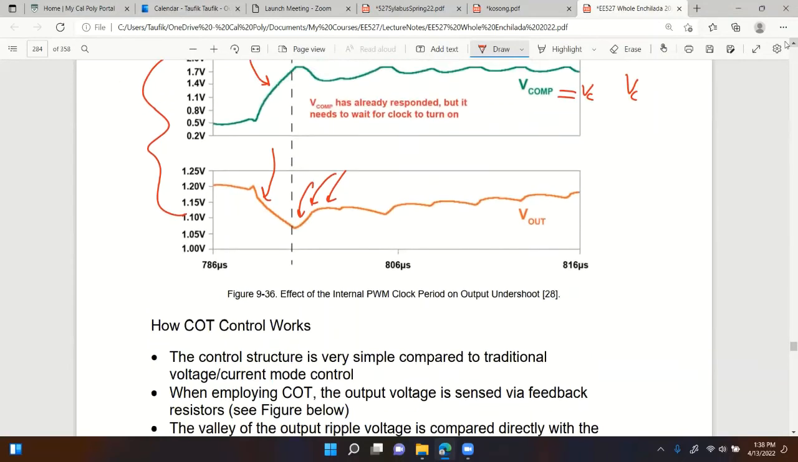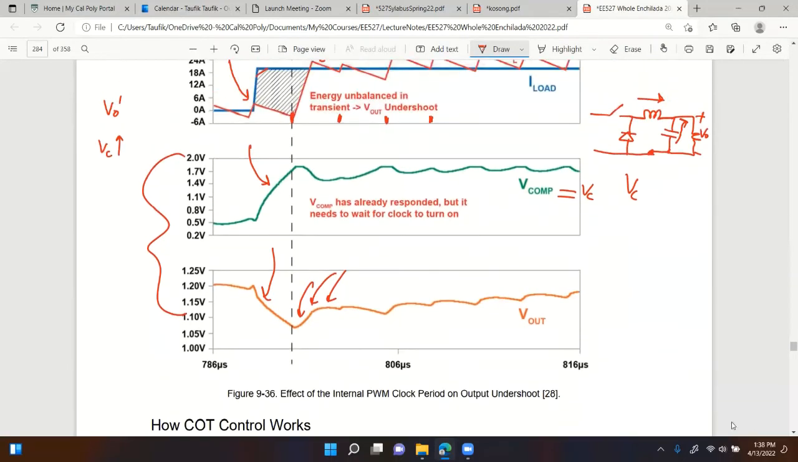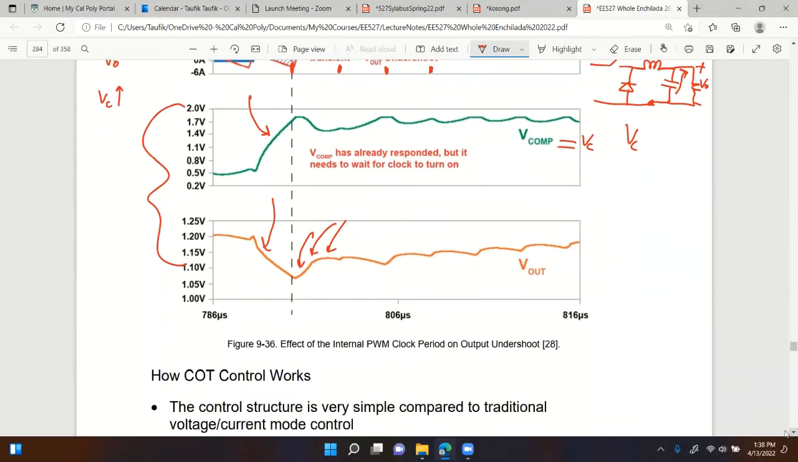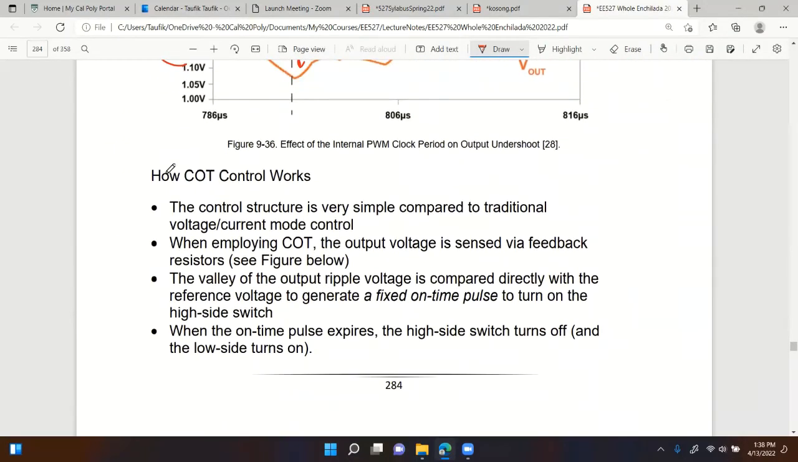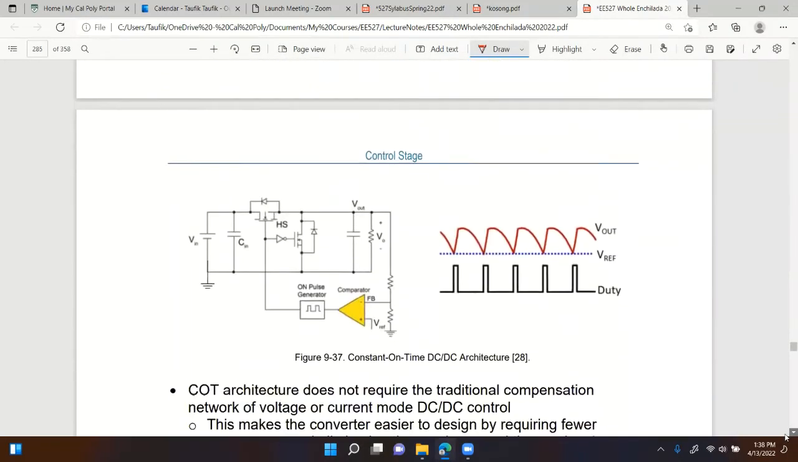So this next one tries to address those concerns. Now this technique is called constant on-time control. The control structure is very simple compared to traditional voltage and current mode control. When employing COT, the output voltage is sensed via feedback resistors. The value of the output ripple voltage is compared directly with the reference voltage to generate a fixed on-time pulse to turn on the high side switch. When the on-time pulse expires, the high side switch turns off.